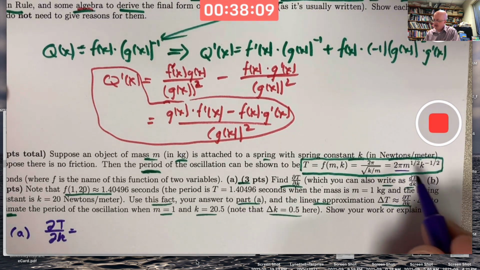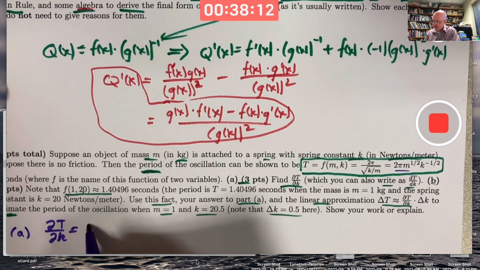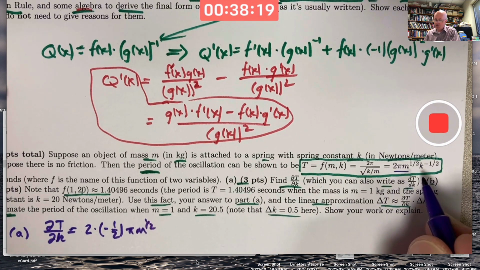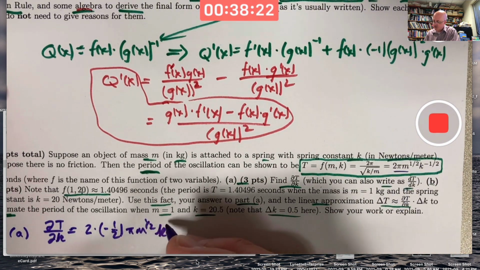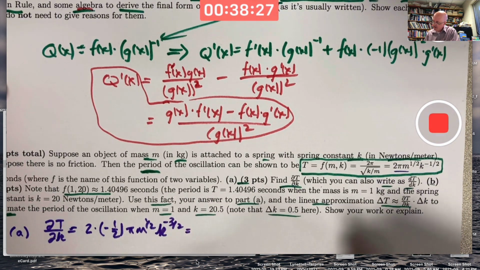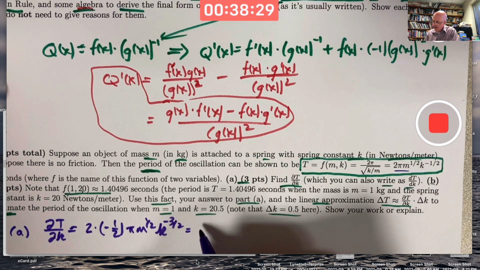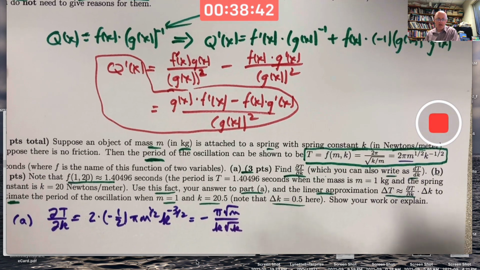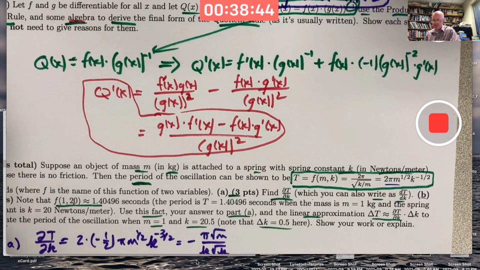Derivative with respect to k, I got to bring the negative 1/2 down in front. 2 times negative 1/2 times pi times m to the positive 1/2, but I need to also subtract 1 from the exponent of the k. Negative 1/2 minus 1 is negative 3/2. This, if you like, simplify. I guess I'm not requiring it, but it simplifies to negative pi times m to the 1/2, or square root of m, over k to the 3/2, which is the same as k square root of k. Either answer is okay.